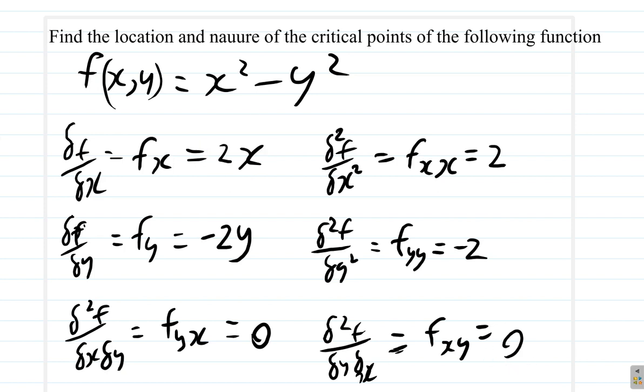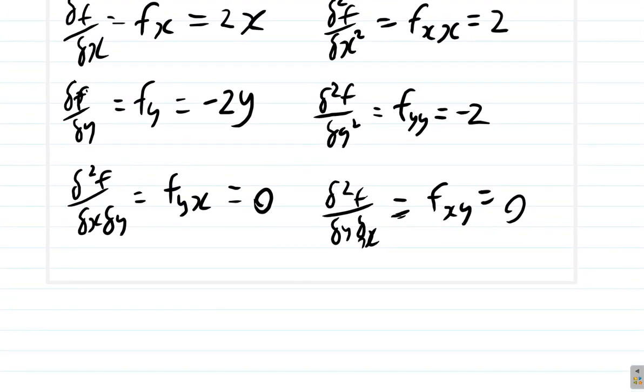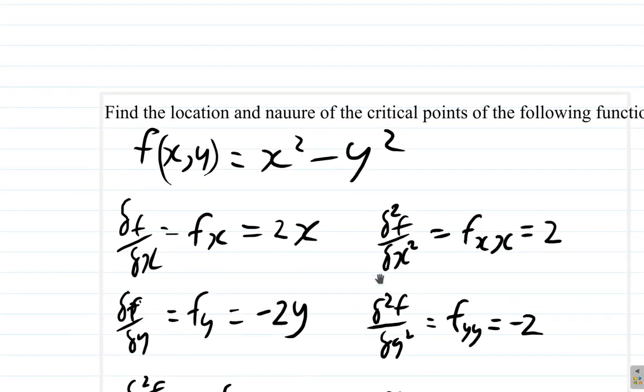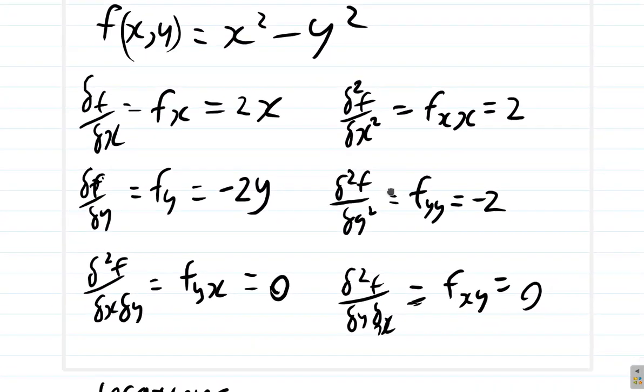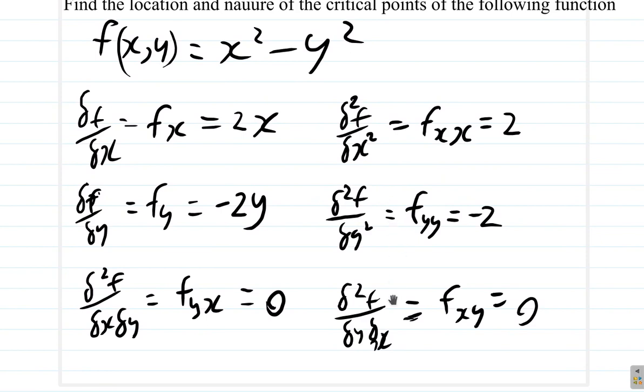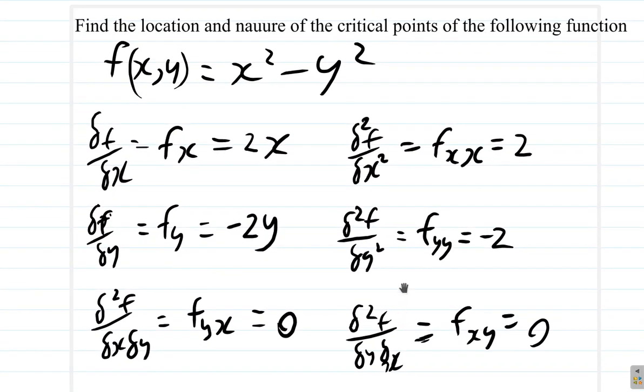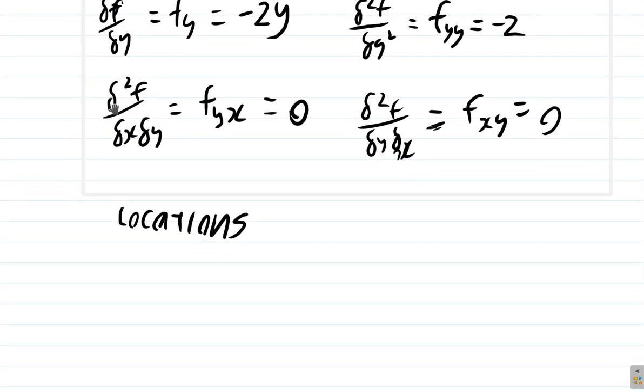Alright, good. But anyway, let's find the location of the stationary points. It may be one or more. In this case, I expect that there will be one stationary point. But let's look at what happened. We had fx and we had fy. Let's equate each to 0. Let fx equal 0, let fy equal 0.